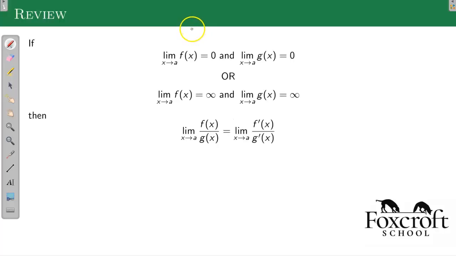What is L'Hopital's rule? If you're trying to find the limit of this fraction, and both the limits of the top and bottom are 0, or they're both infinity, you can simplify the problem by taking the derivatives and finding that limit. So if you get 0 over 0 or infinity over infinity, you can do L'Hopital's rule. This step here is where you declare you're doing L'Hopital's rule.